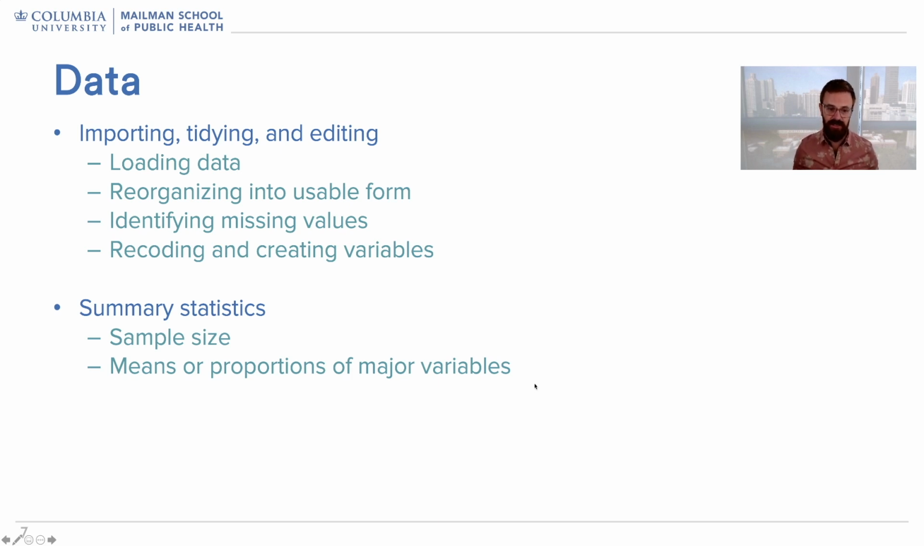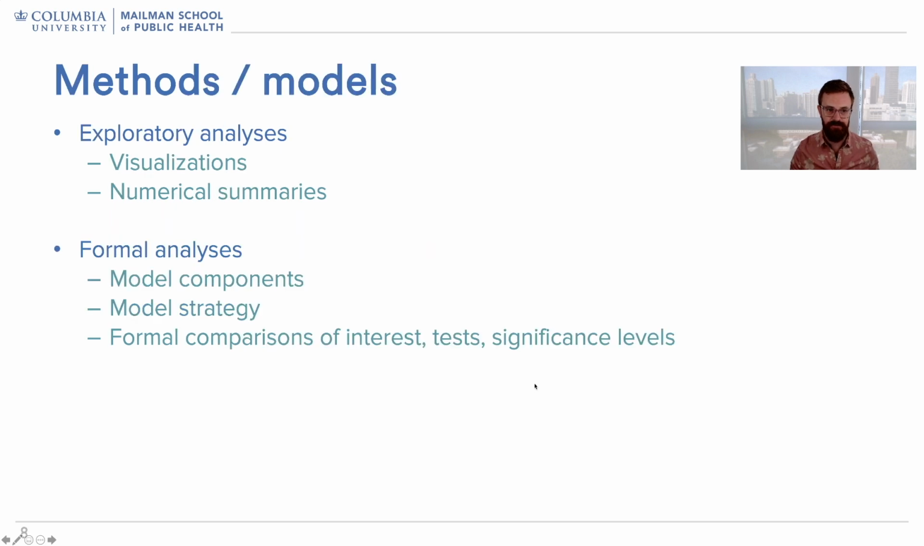And then again, some kind of summary to make sure that there are external checks on the kinds of things that you've done. What is the sample size? How many variables do you have? What are maybe the names of the major variables in your data set? And is there some way to report like a mean or a proportion of the major variables that exist there?